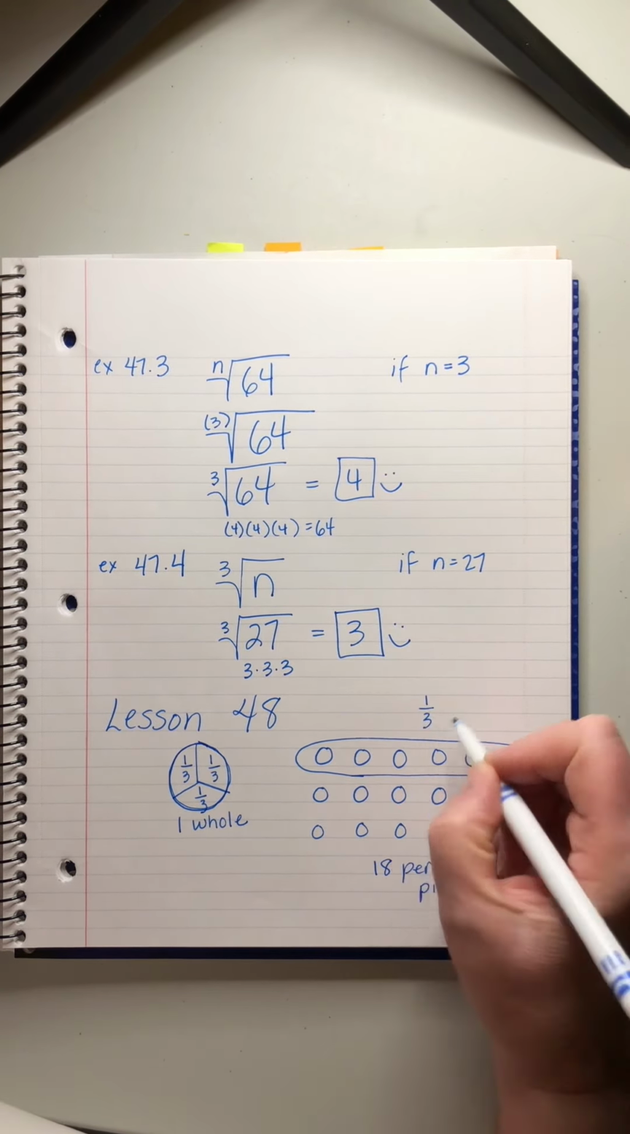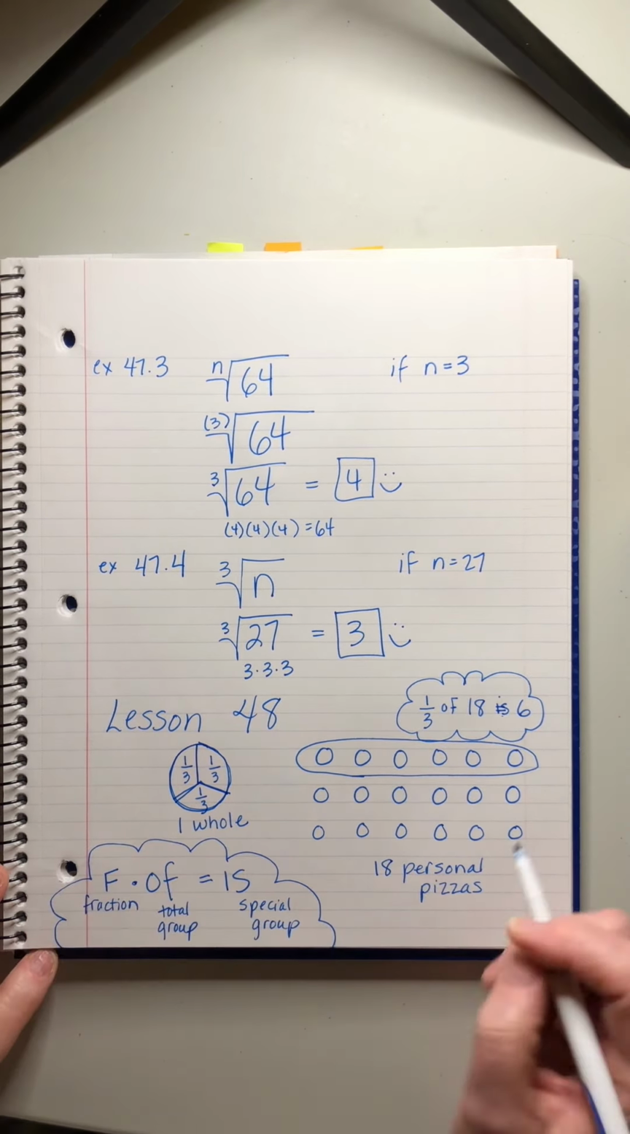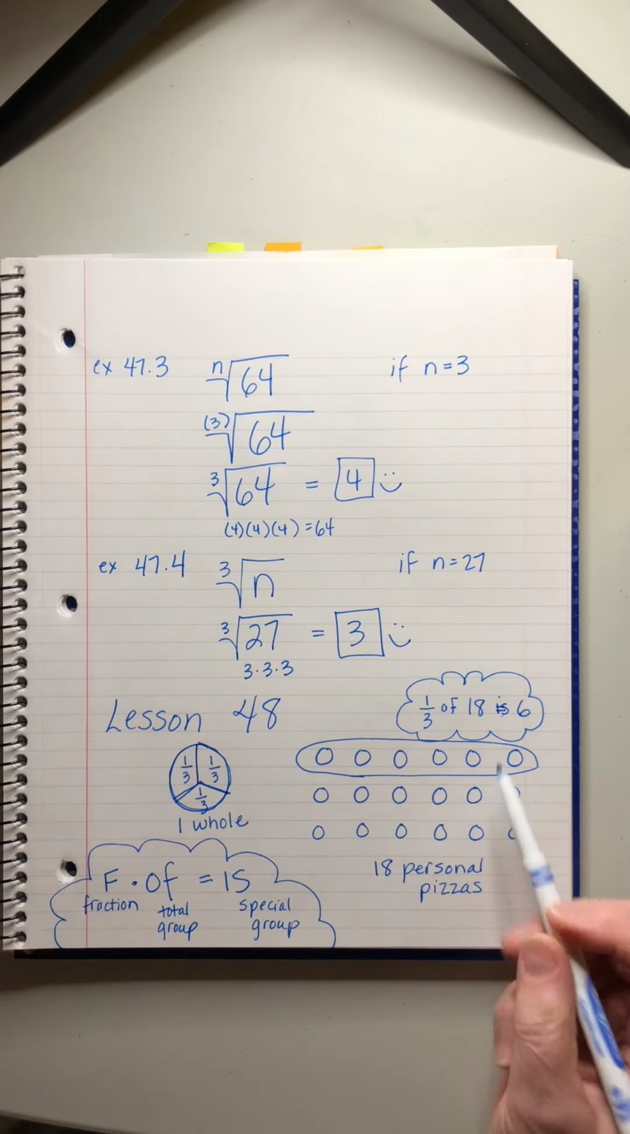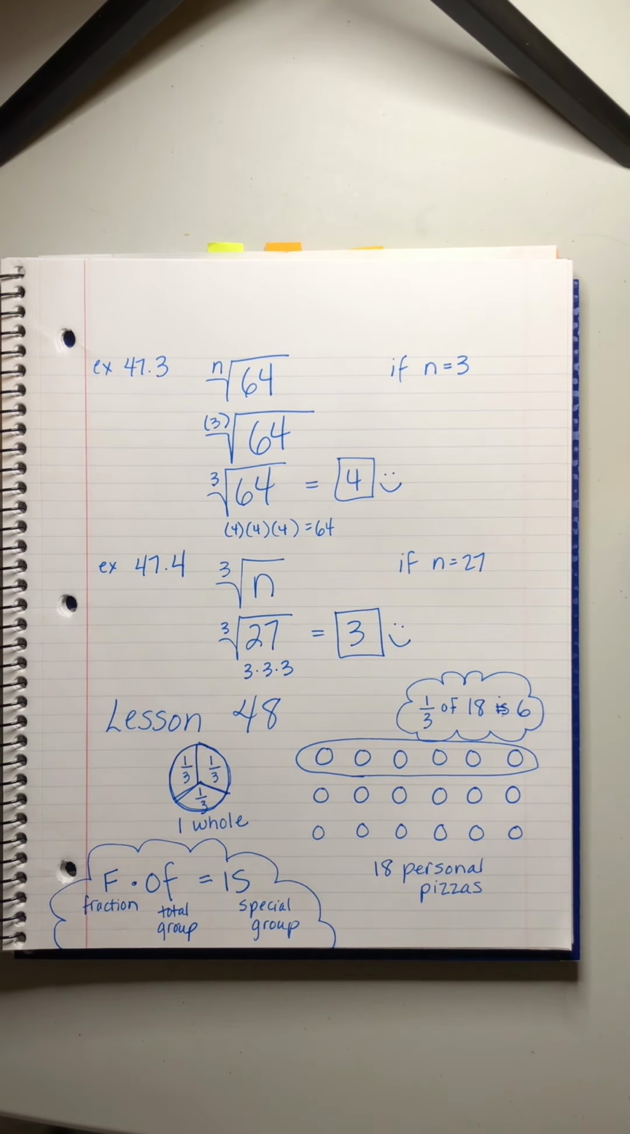So we can take the words that we use to describe this, 1/3 of 18 is 6, and we can turn it into a formula that will work for lots of scenarios like this, where we are dividing not a single unit up, but we're dividing a group of things up. The total group is being divided, and we want to know what the special group is. So we're going to start working on problems that use this strategy, problems where we're dividing up a bunch of things.